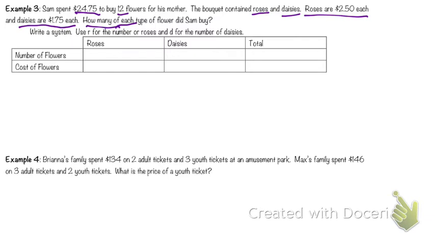So our equations here ended up being R plus D equals 12. The number of roses plus the number of daisies is 12 flowers. The second equation was 2.50 R plus 1.75 D equals $24.75.